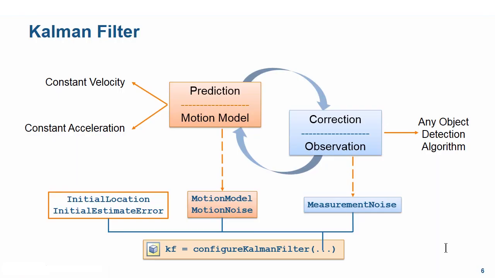Let's go back to the presentation and do a small recap. We just talked about how to set up the Kalman filter using the configure Kalman filter function. We discussed the various parameters associated with it. Next, we use the predict and correct function. The predict function is used to estimate the position based on an assumed motion model, and the correct function is used to correct the predicted position based on measurement.